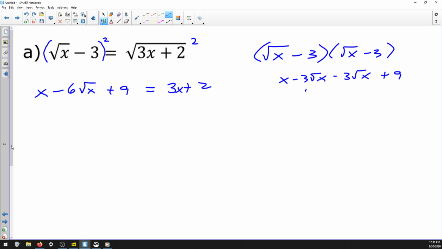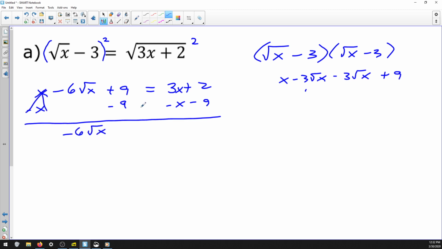To start off, I'm going to get rid of the easy stuff, which is this plus x. This x is going to go away with a minus x, so on the other side I'll do a minus x as well. And this plus 9 is also going to go away by doing minus 9, so I'll do a minus 9 over here. So here's what I end up with. The x cancels, and I end up with negative 6 root x. The 9 cancels, that's what I was trying to do. And so here's what I'm left with on the right-hand side.